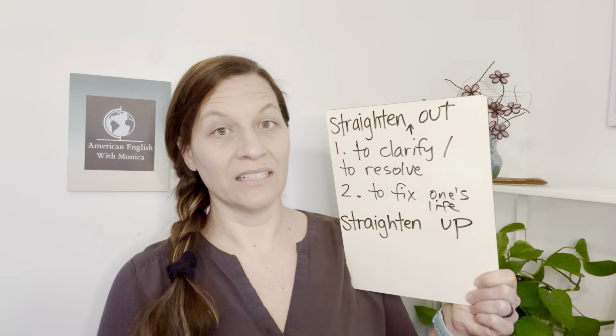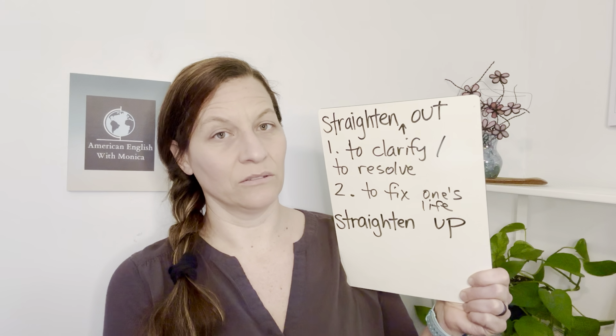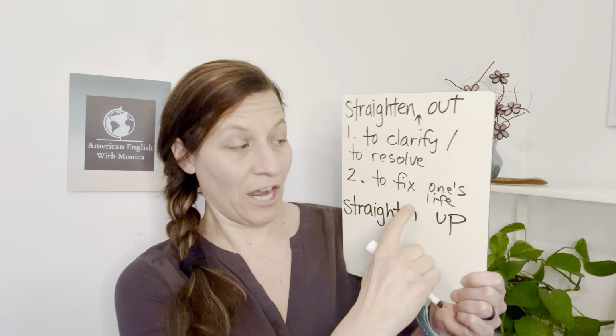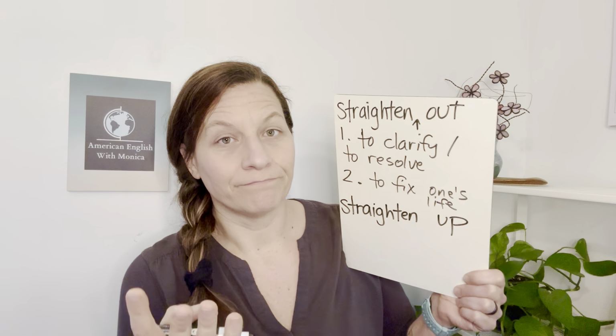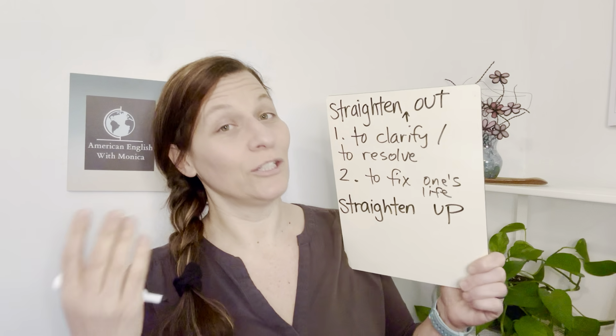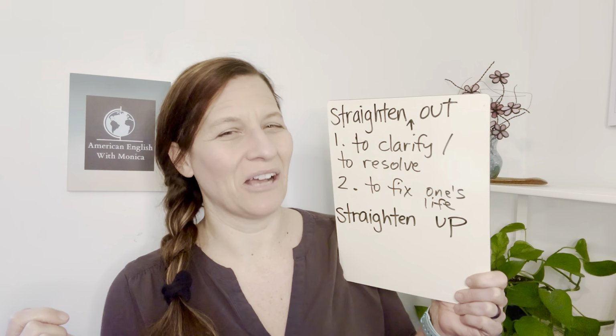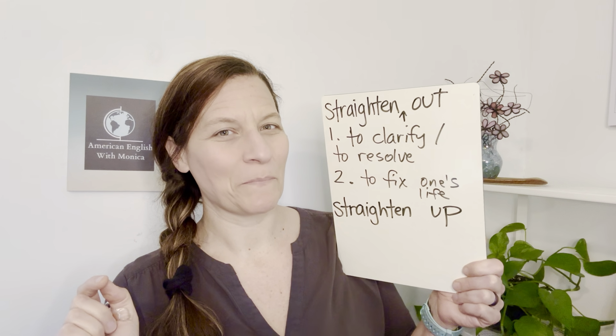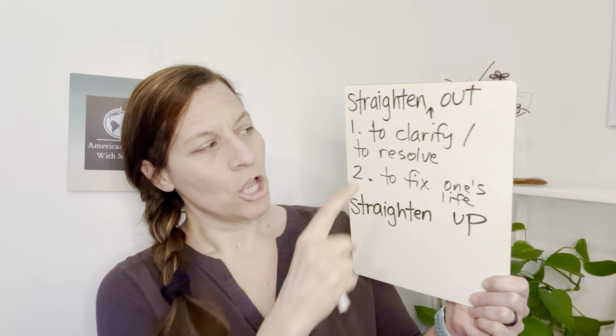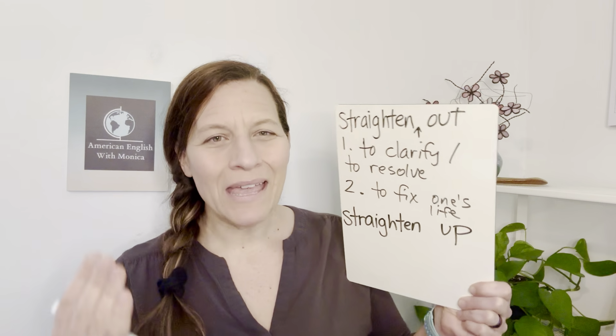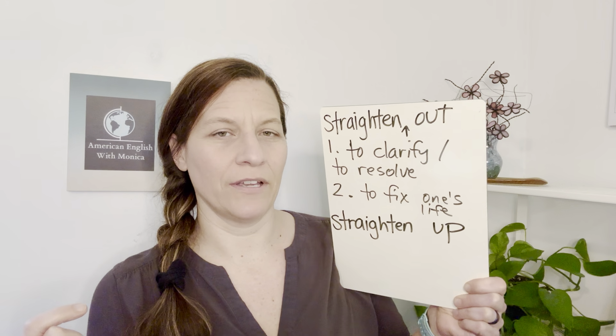So if someone still hasn't straightened out their life, it means they have not fixed it yet. We hope they get help. We hope they do straighten out their life, but right now they still have problems. So those are the 2 main reasons why you will see the phrasal verb straighten out.